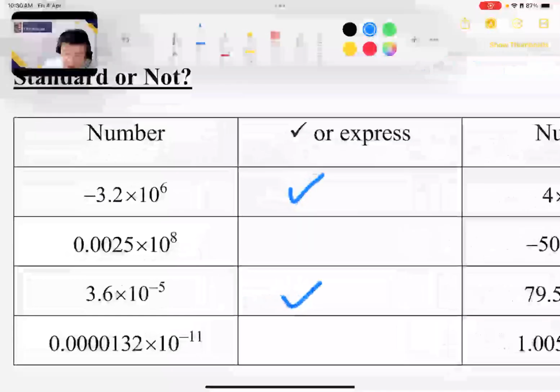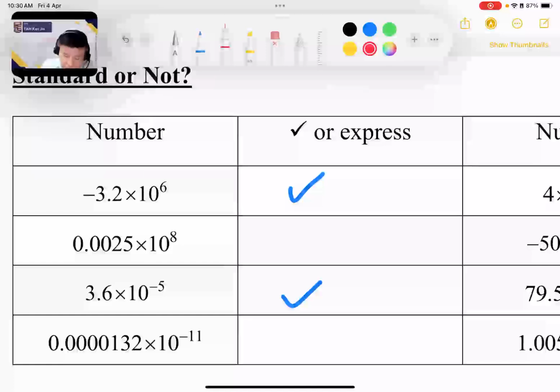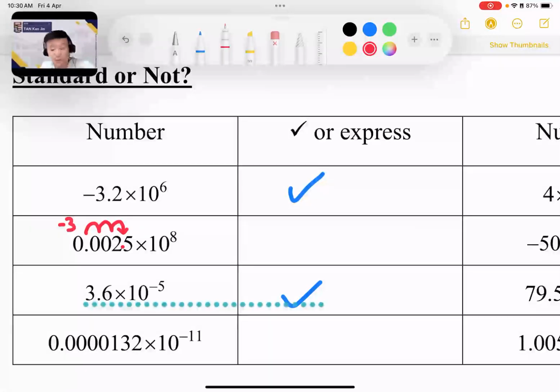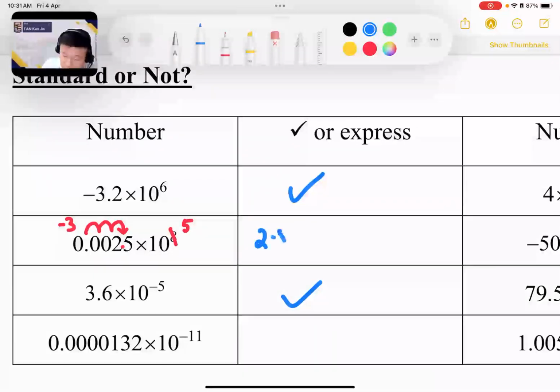So the first one, I'm going to shift the decimal place backwards. 1, 2, 3. Remember, it should be 2.5. So if I shift the decimal place back by 3 times, then this power has also got to reduce, right? So it's 8 minus 3 is 5. So the correct answer is going to be 2.5 times 10 to the power of 5.